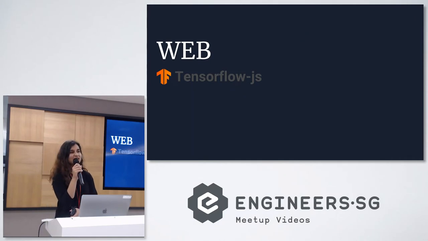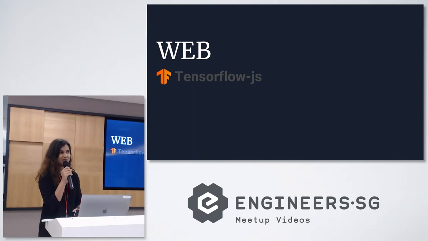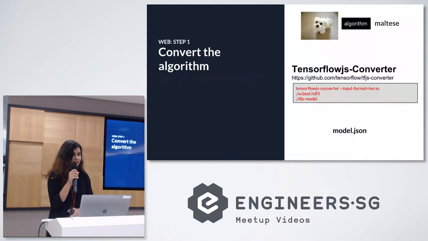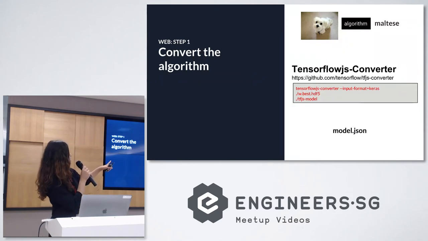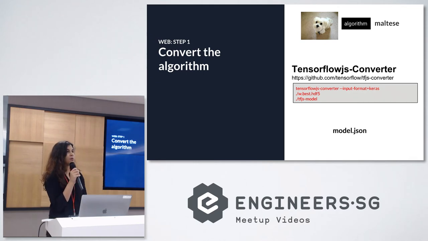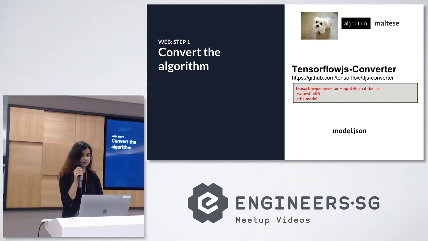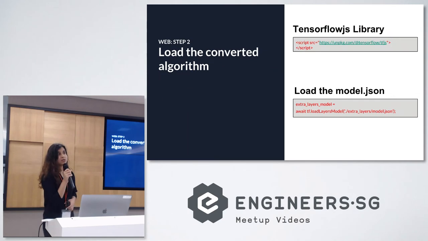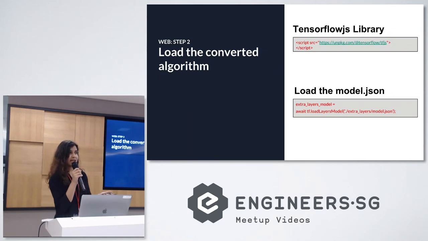I used a library called TensorFlow.js, which is a JavaScript library that allows you to deploy these AI algorithms on the browser. And step one was converting my algorithm. I had this algorithm that took a dog image in, gave me the name of the dog. I put it through a TensorFlow.js converter, which is a command line utility. And then I got a file format that my browser would understand, which some of you might be familiar with, is a JSON file. Step two, load the algorithm. So I linked my TensorFlow.js library to my app, and then using the functions that it gave me, I loaded the model.json that that generated.